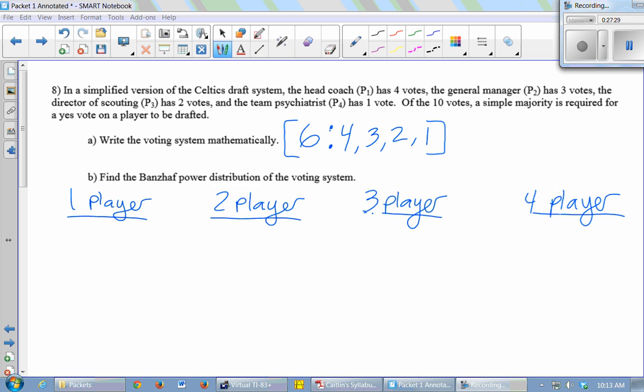Are there any 1-player teams? Does anyone have 6 votes by themselves? No. Okay. Are there any 2-player teams that can reach 6 votes? Player 1 and player 2, the 4 and the 3 together.